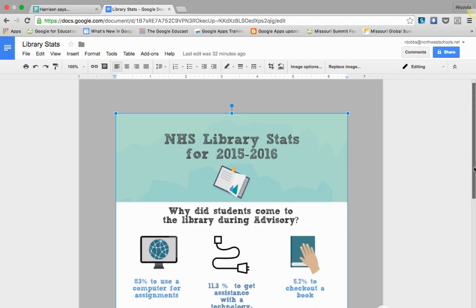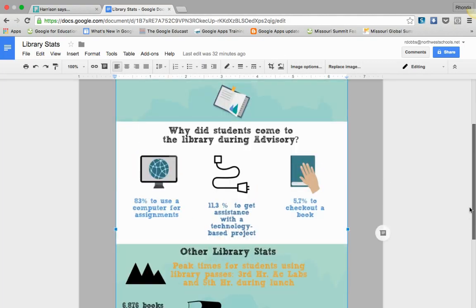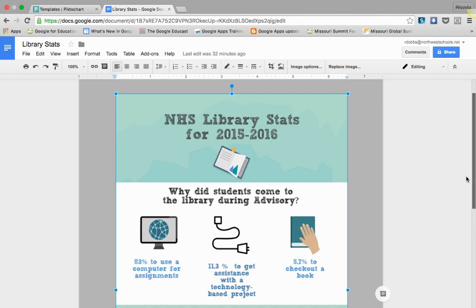So as you can see, I used a long infographic. It's called a 3-block infographic, and I chose PictoChart as the infographic maker. I used all of the free options on there. I did not use any of the upgrades.